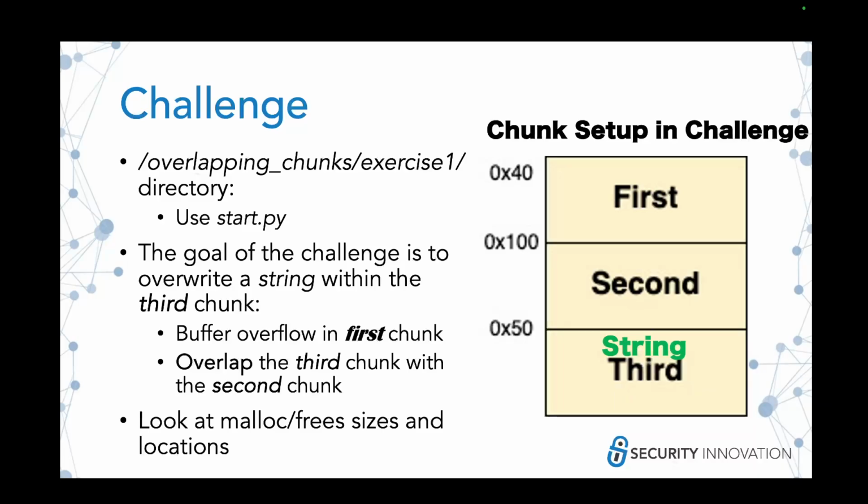So as I talked about before, we're going to use a buffer overflow in the chunk first to corrupt the size of the chunk second. Then, when chunk second gets reallocated as chunk 4, it will corrupt the string in the chunk third using a buffer overflow again.